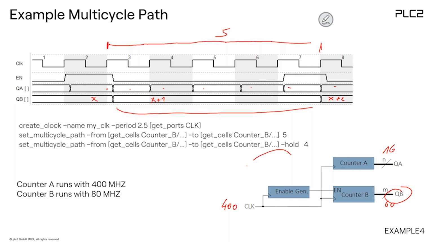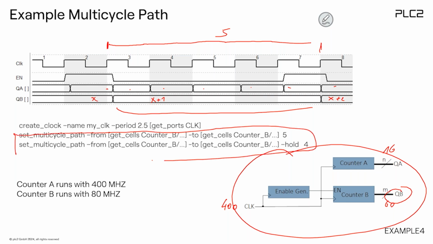So if you describe this circuit, but you don't describe this, you just set the clock to be 400 megahertz. Then Vivado will fail because Vivado doesn't understand this. Vivado will try to optimize the counter B 60-bit to run with 400. This is impossible. It is possible for A, but not possible for B. This means it will fail. It will tell you, I'm not able to do this.